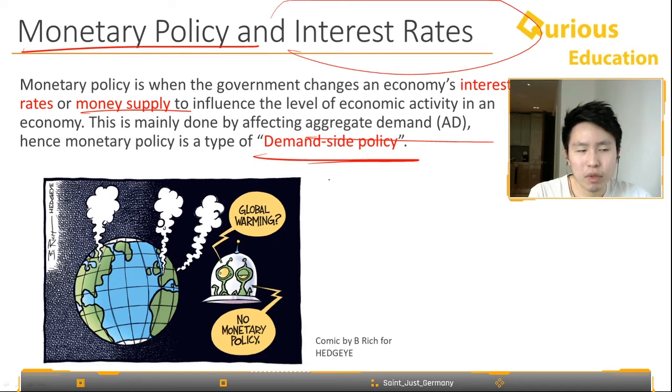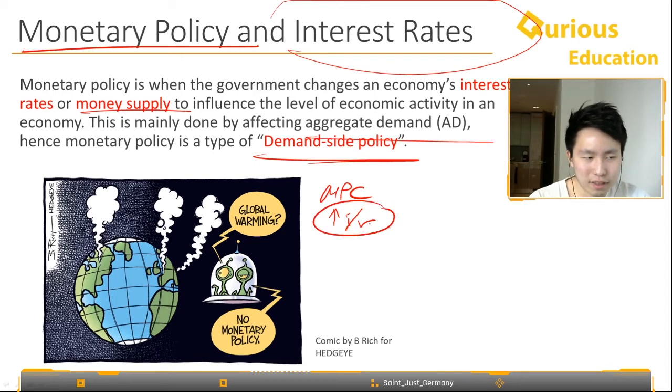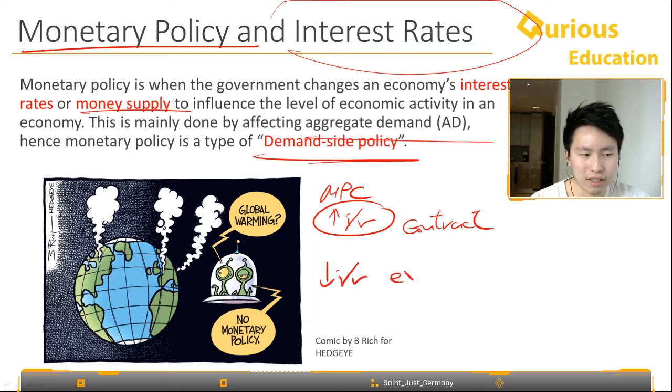But in general, we can assume if the government increases the interest rates, or if the MPC, Monetary Policy Committee, increases interest rates, then this would contract the economy. And if it decreases interest rates, it would expand the economy. So again, we've got a contractionary policy and an expansionary policy, similar to the fiscal policy.